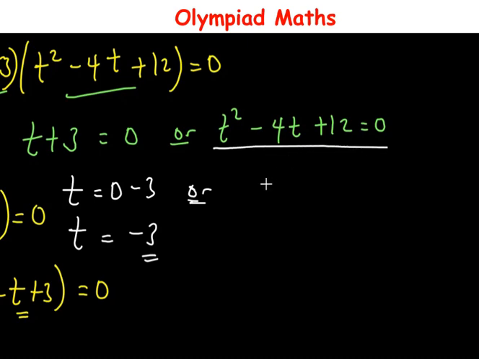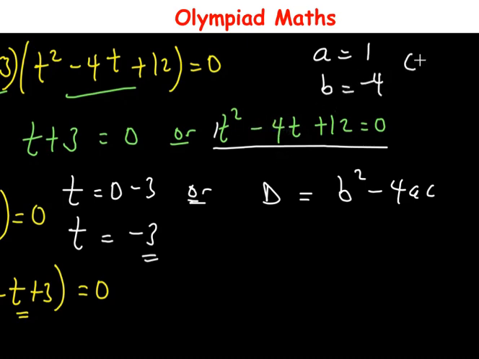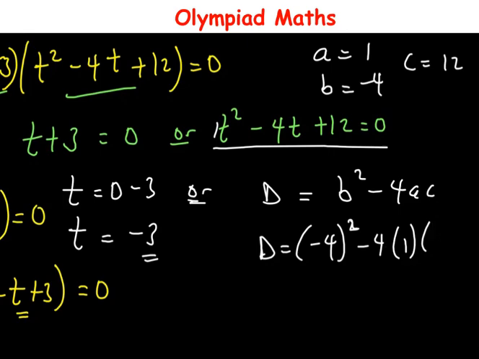So making use of this formula, d is equal to b squared minus 4ac. In this equation, the value of a is the coefficient of t squared, which is 1. The value of b is the coefficient of t, which is minus 4. The value of c is the constant, which is plus 12. So inputting this into the formula, we have d is equal to b squared, which is minus 4 squared, then minus 4 multiplied by a, which is 1, multiplied by c, which is 12.